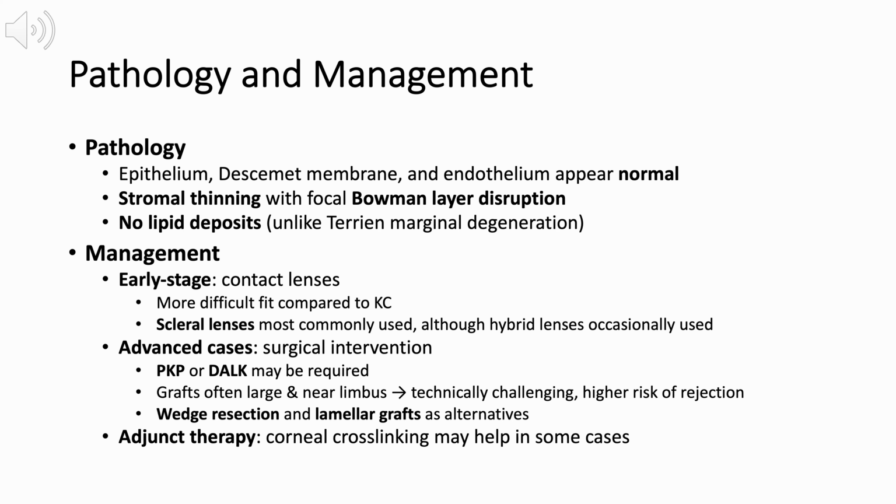Both PKPs and DALKs can be used, though grafts often need to be large and located near the limbus, which makes surgery technically challenging and increases the risk of rejection. Alternative approaches such as wedge resection and lamellar grafts may also be considered. Adjunctive therapy with corneal cross-linking may provide benefit in selected cases, though its role remains limited.